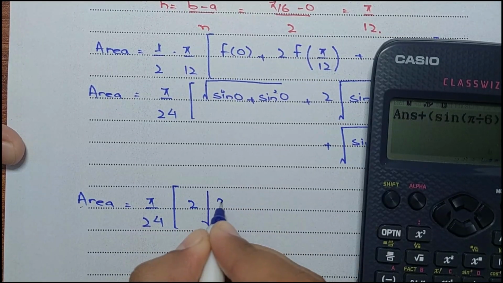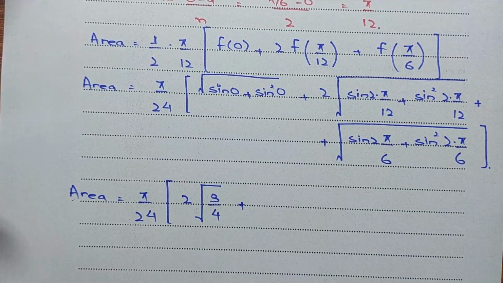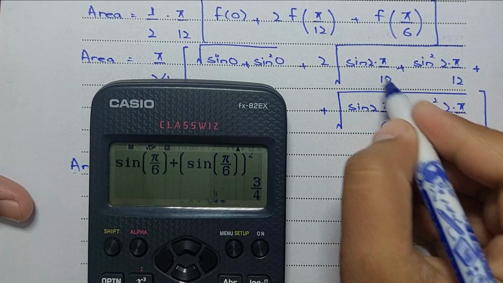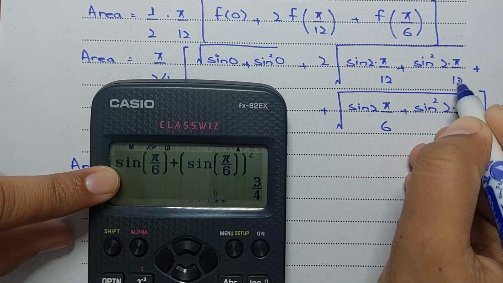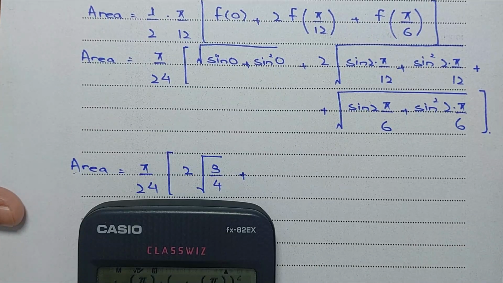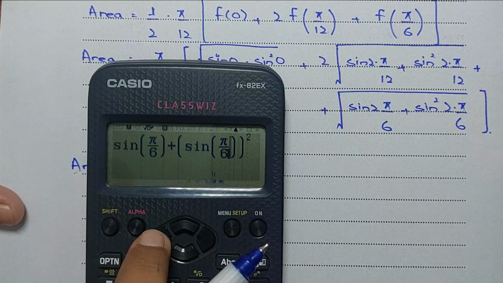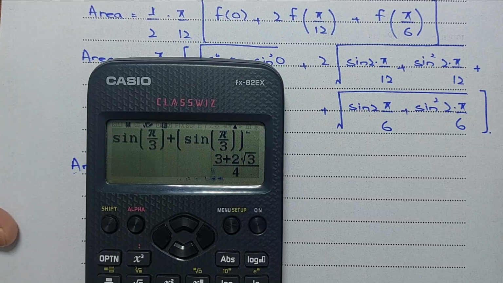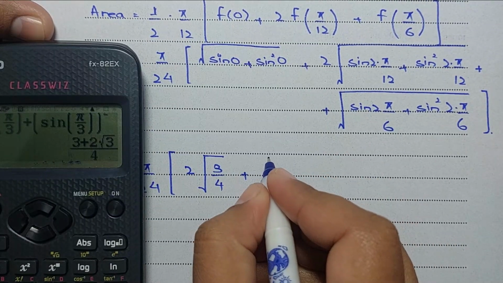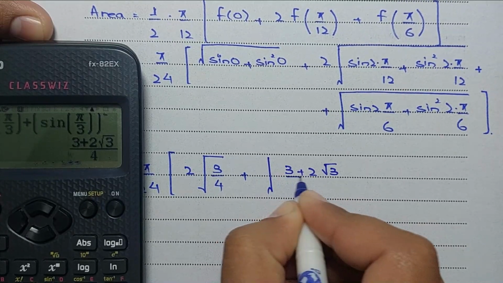The square root of 3 by 4 plus, all right, this is sine 2 times pi by 6, which is sine pi by 3, plus sine pi by 6 square, which is 3 by 4. We have done 2 root 3 by 4. So the square root of 3 plus 2 root 3, divided by 4.